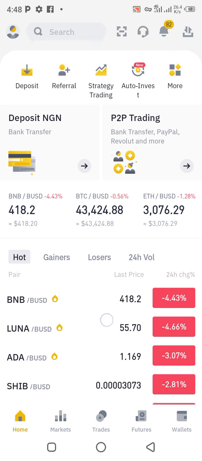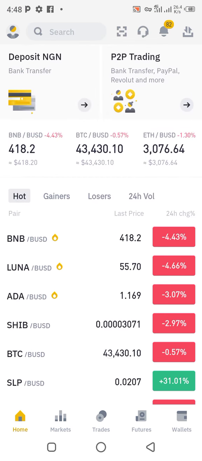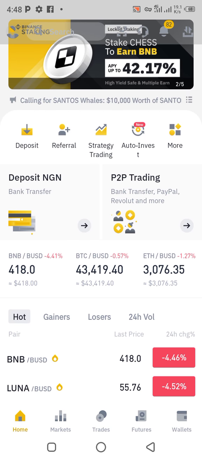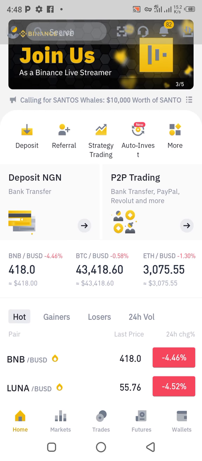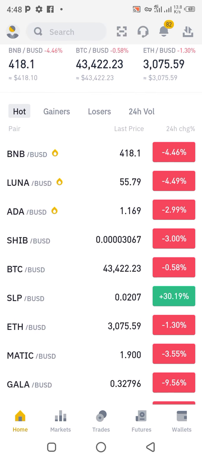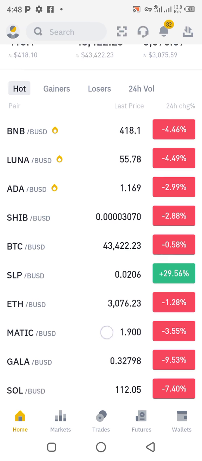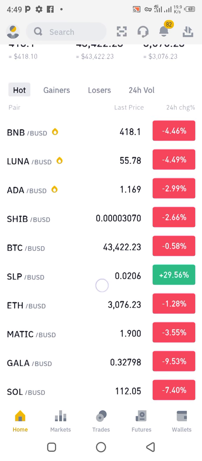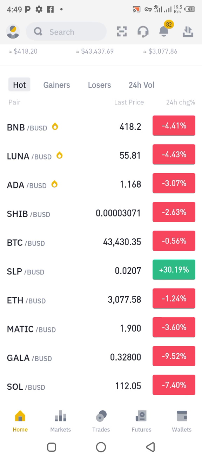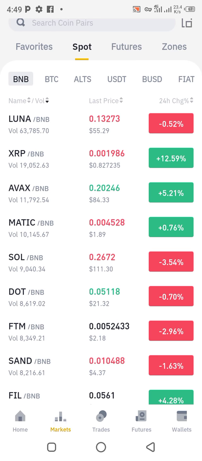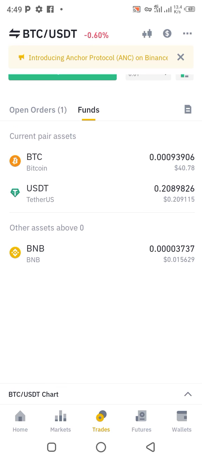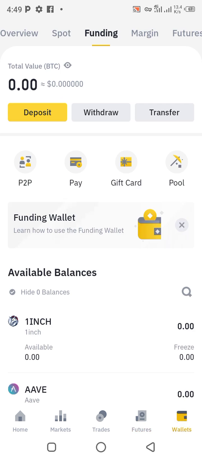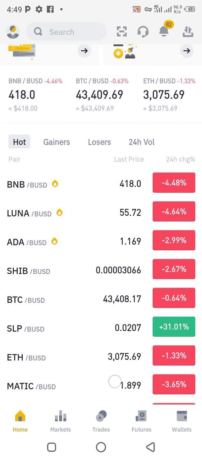Here on the Binance app, we have different sections. We have deposits, referrals, strategy trading, auto invest, more. Just a little bit of complexities. But the most important icons you should focus on are the ones beneath. These ones here called home, market, trades, futures, and wallets. So these are what you need to really focus on.